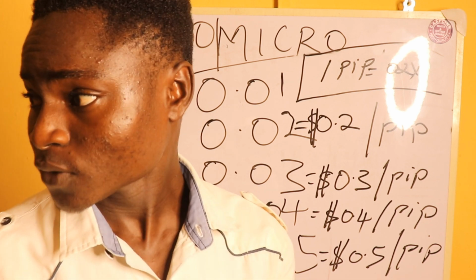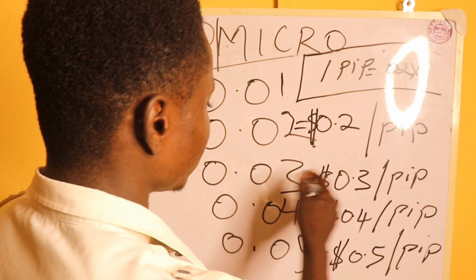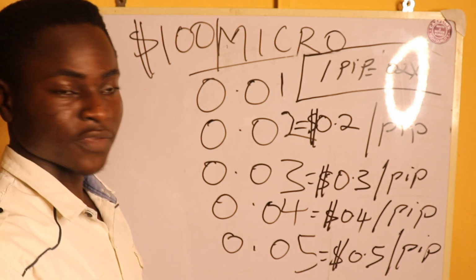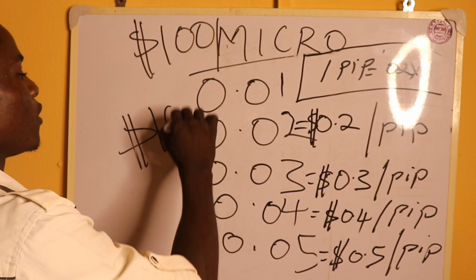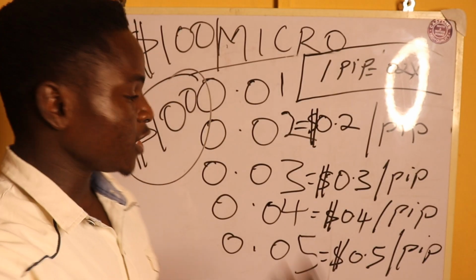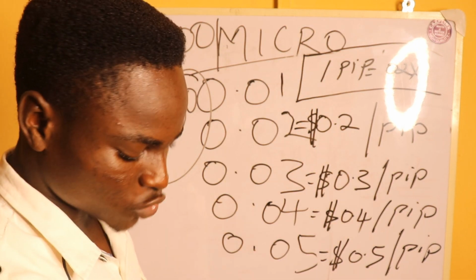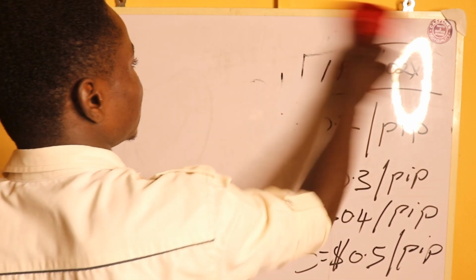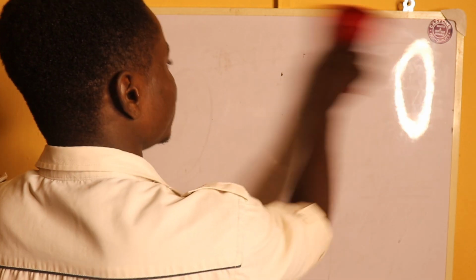So okay, let's go ahead and start with 0.03, 0.04, 0.05. These are the micro lot sizes that we have in the forex market, and always remember that you use them on your $100 account. Always on your $100 account, that's where you use these micro lots. Then let's go down to mini lots. As we progress, you come to understand which lot sizes to use on your account, right?